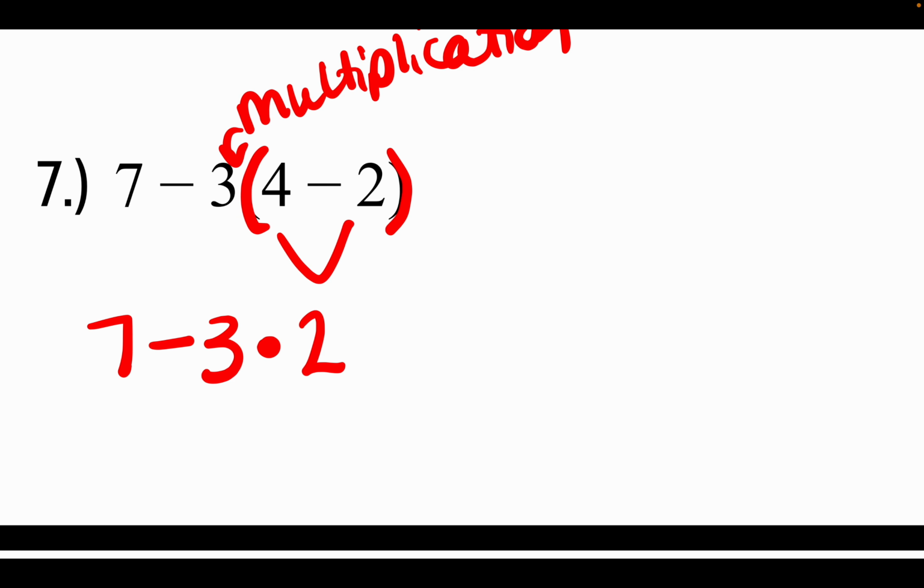So that 3 is actually being multiplied by the 4 minus 2. So now we have multiplication. So that's next. So 3 times 2 is 6. 7 minus 6, that is 1.